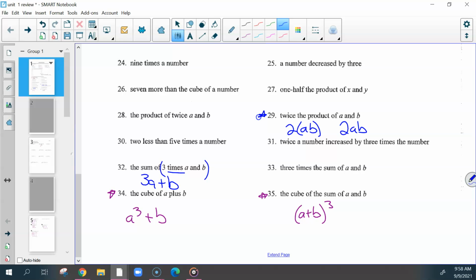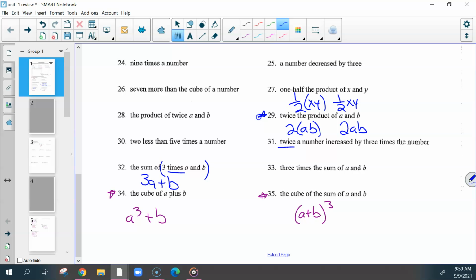One half the product of X and Y. This one's very similar to this one, except it has that fraction. Did you X plus Y? For that one? No. Because it's product, not sum. Number 32. We put 3. No. Because A needs to be multiplied to 3. All of that is being added to B.